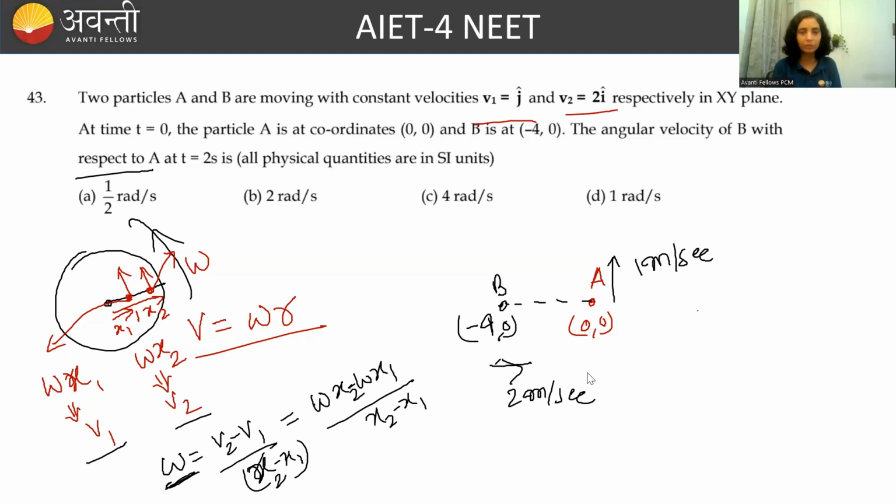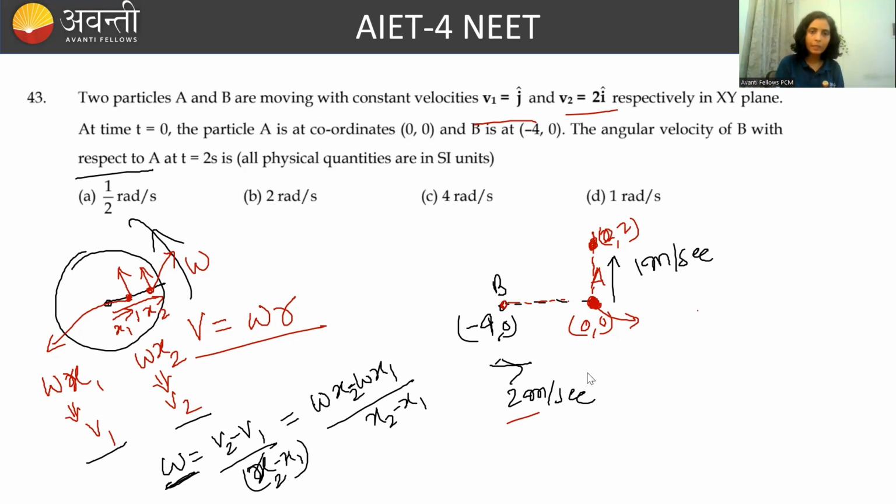Now let's come back to the question. अब यहाँ पे 2 सेकंड पे निकालना है. You have to calculate angular velocity at 2 seconds. So at 2 seconds, let's write their position. So at 2 seconds, what will be their position? In 2 seconds, A will move upward by 2 meters. So it is here at x 0 and y 2 meters. And B will move towards this direction with 2 meters per second. So in 2 seconds, it will move by 4 meters. Sorry, here body B in 2 seconds will reach at the origin.